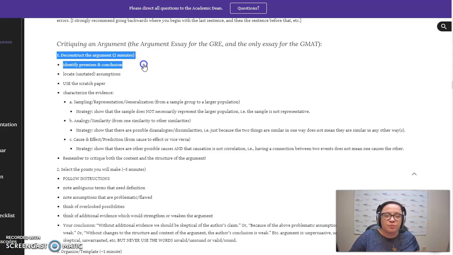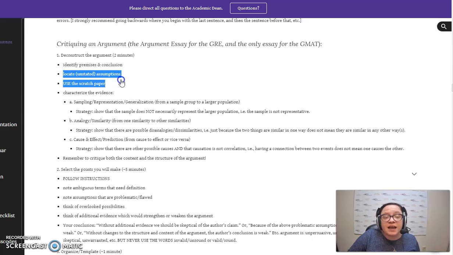They have to identify the premises, the reasons why, and the conclusion, whatever it is the author's trying to persuade you is true, what course of action they want you to accept usually. You will locate and try to state whatever unstated assumptions are being made on behalf of the person who's written the argument, and they really need to use the scratch paper to help them plot all of this out and keep track of all the details.